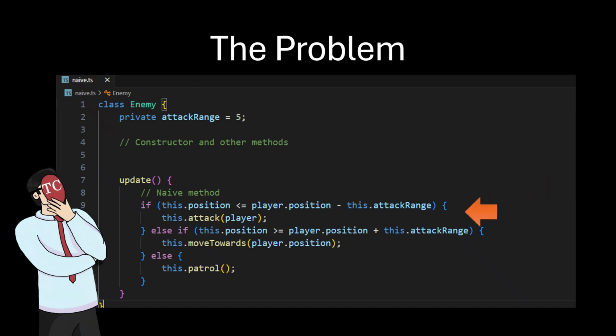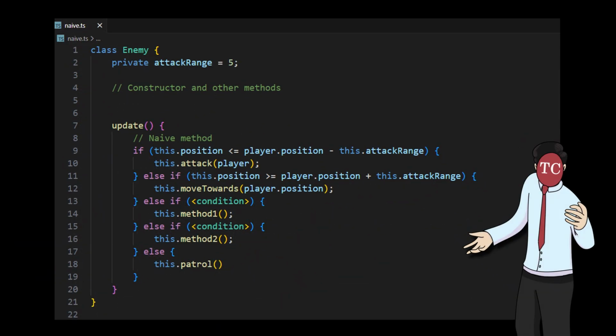If the player is close, attack. Else, if the player is visible or in range, then chase, and finally patrol. However, as the behavior grows, this becomes hard to read, hard to test, and very easy to break.